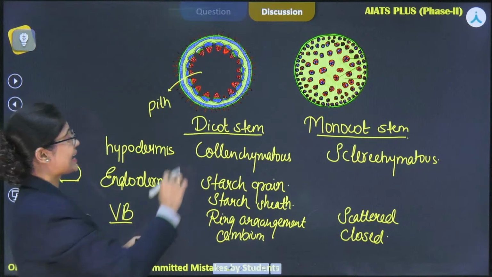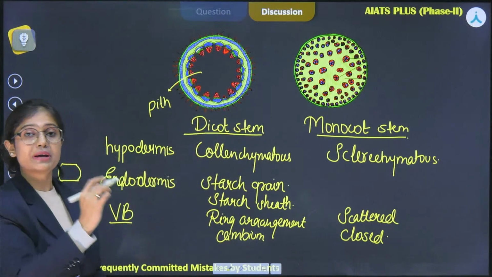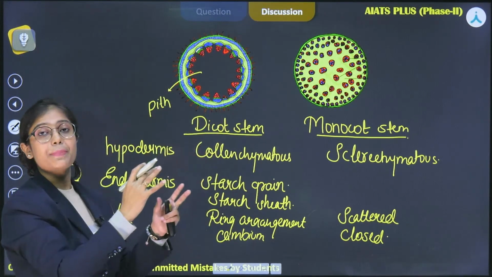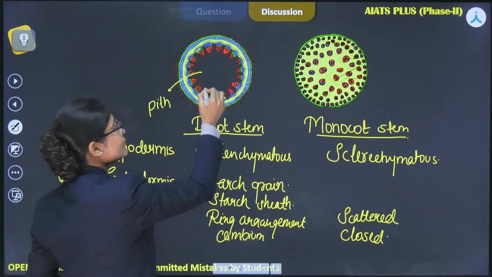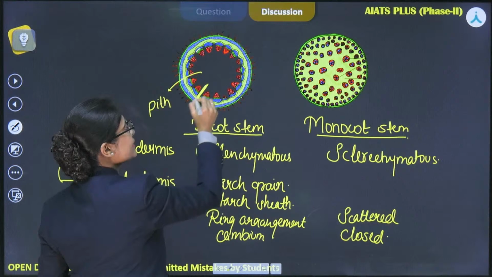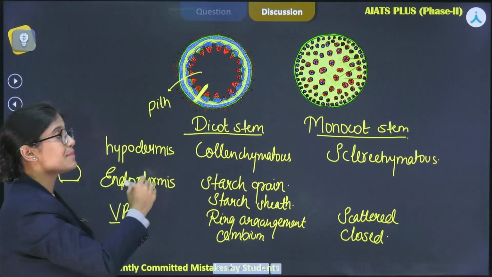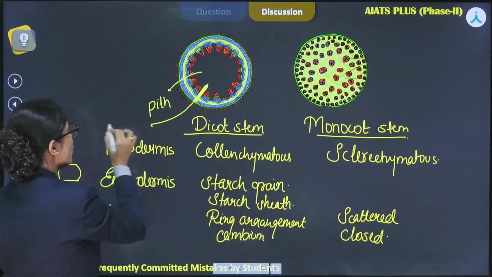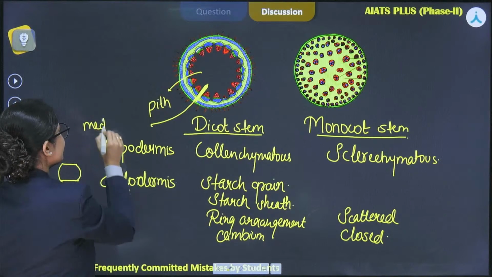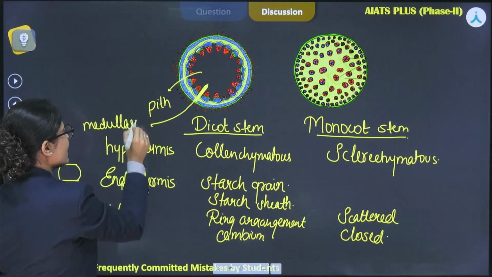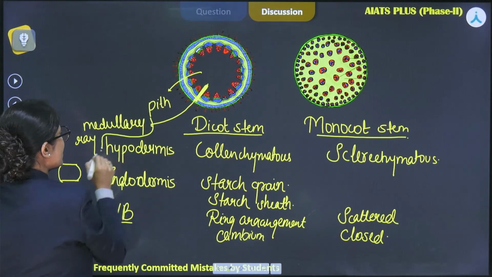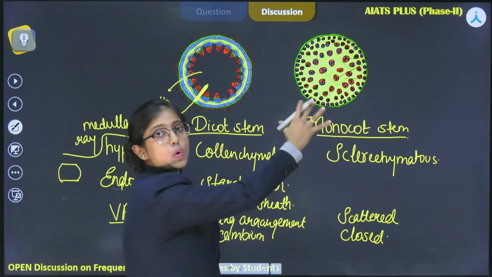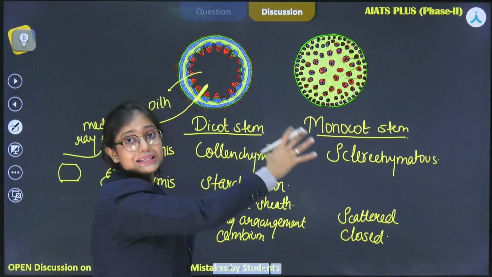Right, so this is the case. If we talk about medullary rays, the parenchymatous cells which are present in between the two vascular bundles will form medullary rays. So this area is actually composed of cells which will form medullary rays. But in the monocot stem, no such medullary rays are present.